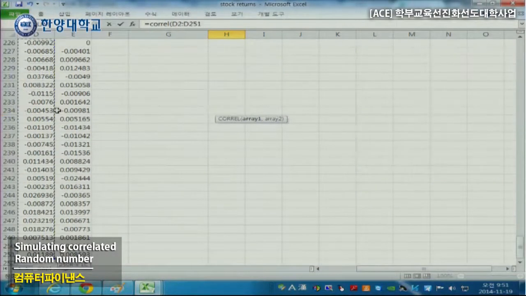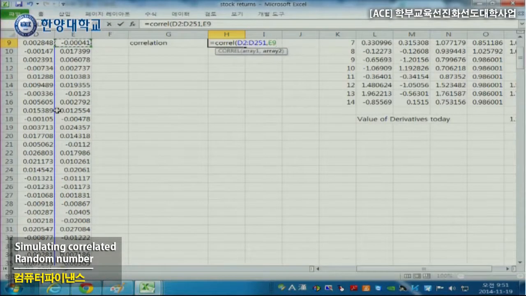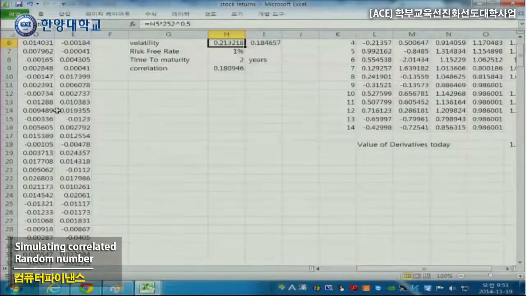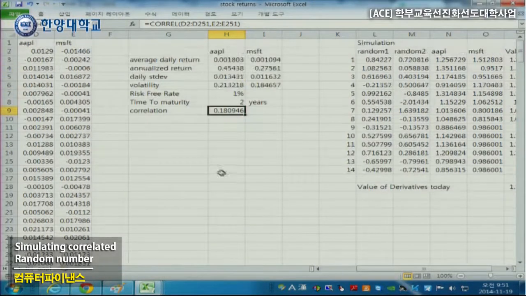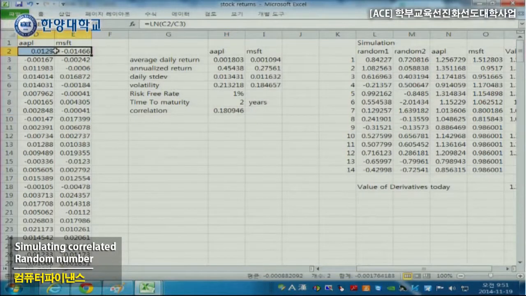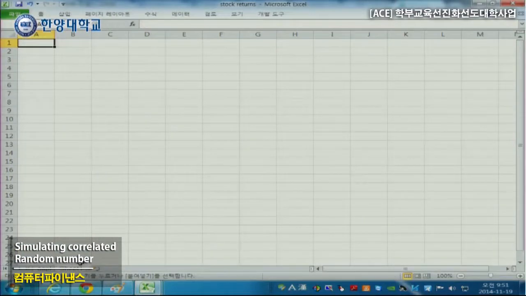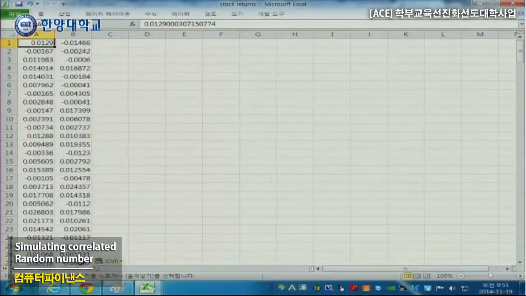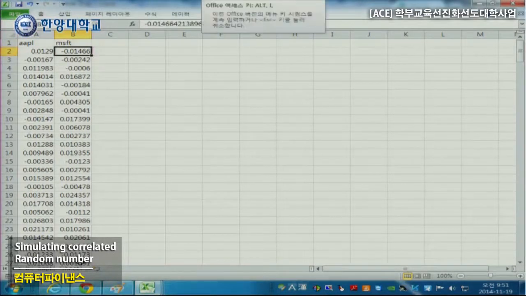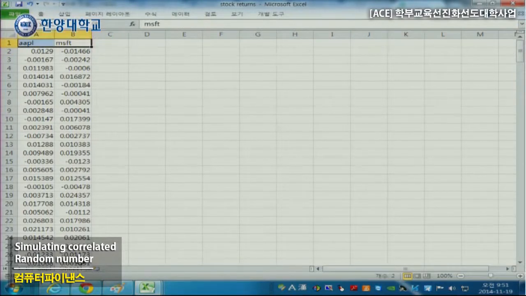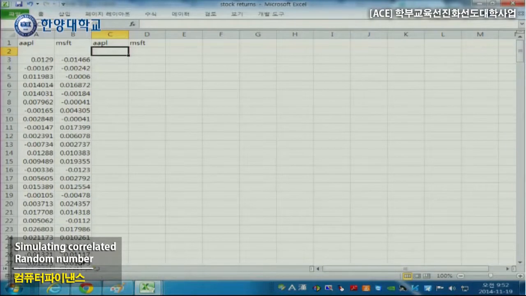Correlation between Apple and then Microsoft. Right? The correlation is 20%. So correlation 20%. I don't know whether it's significant or not, but it's likely to be significant. Let's check the graph of this one.